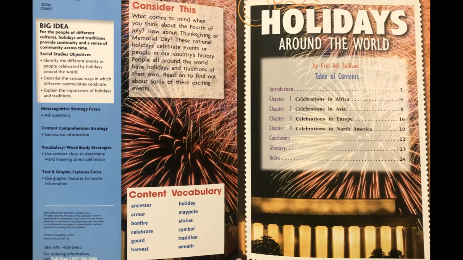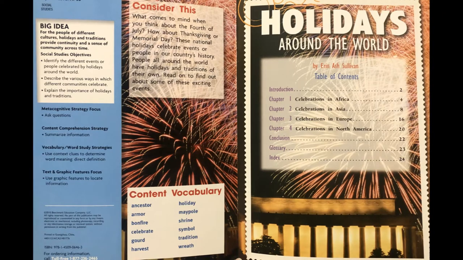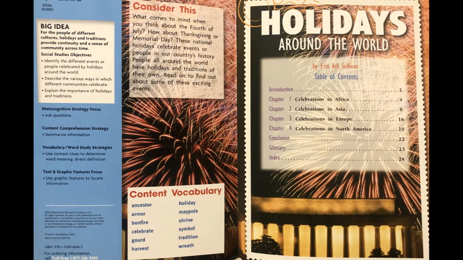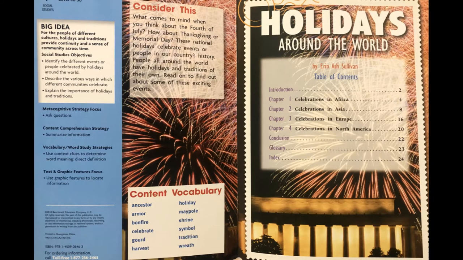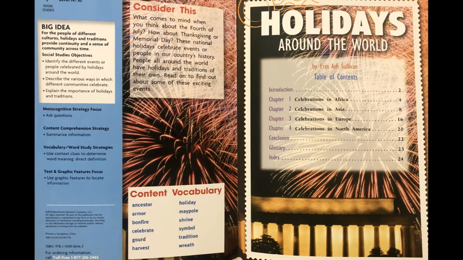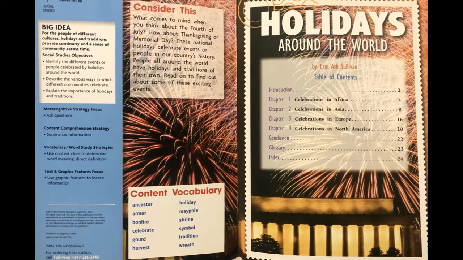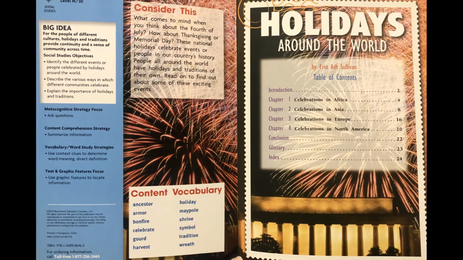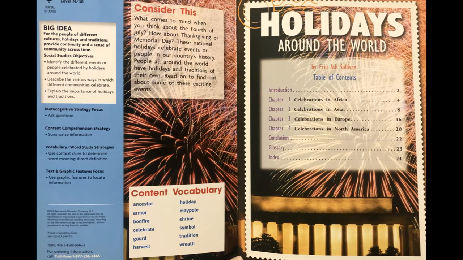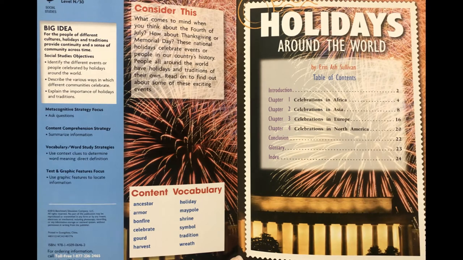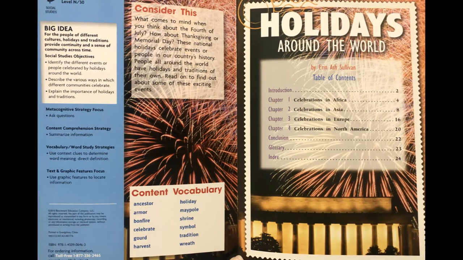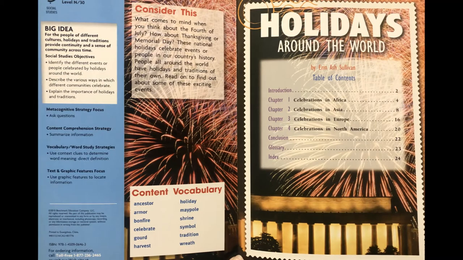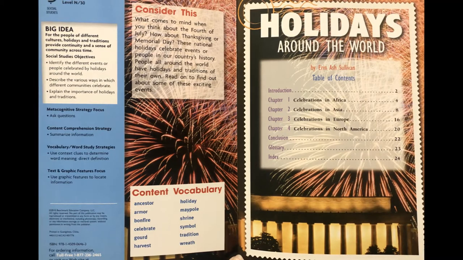We're going to start by looking at our front inside cover. First, you can see our big idea. For the people of different cultures, holidays and traditions provide continuity and a sense of community across time. Then our social studies objectives. Identify the different events or people celebrated by holidays around the world. Describe the various ways in which different communities celebrate. And explain the importance of holidays and traditions.